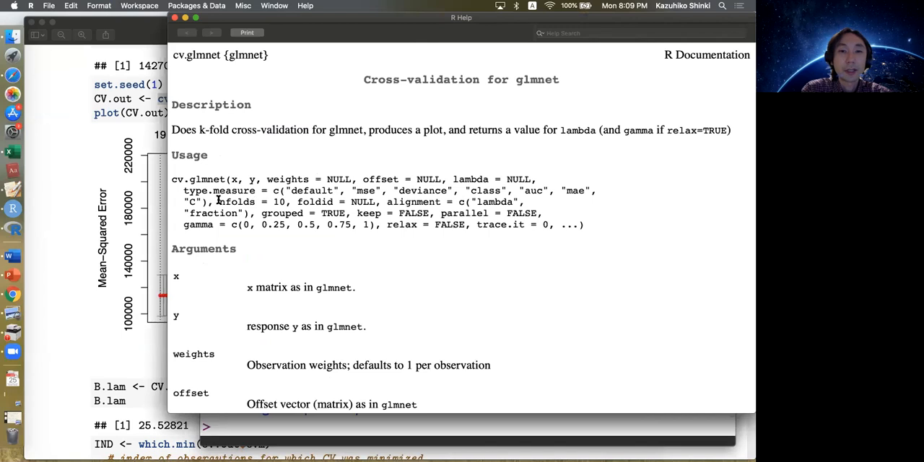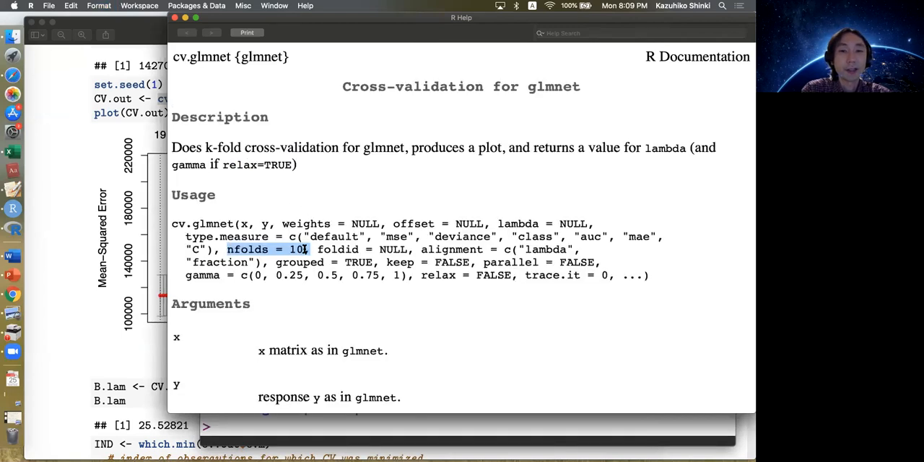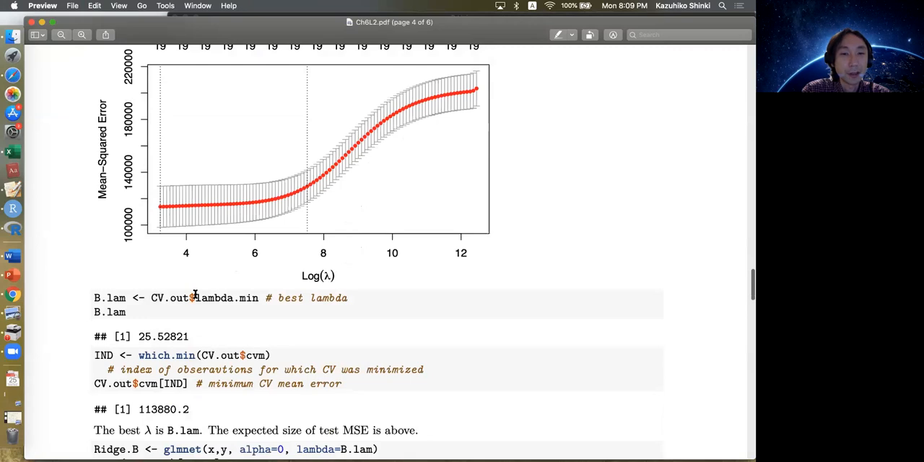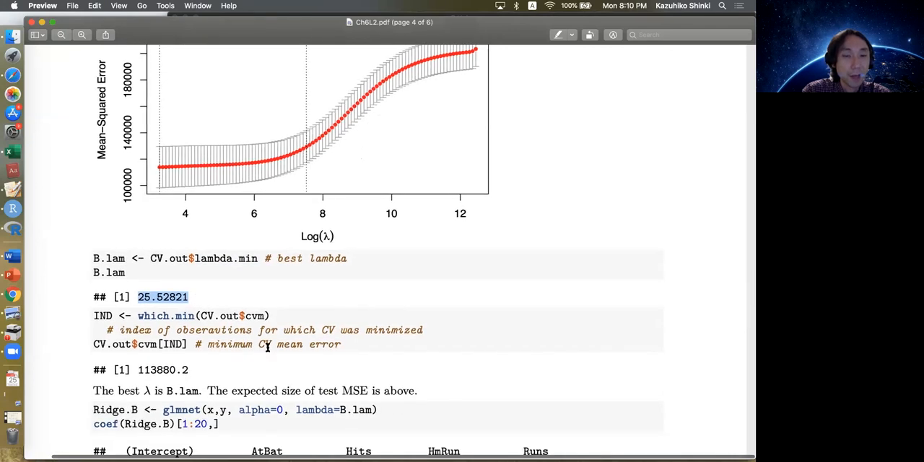So you are doing the 10-fold cross validation here. The default value is 10. So basically, they did the 10-fold cross validation and optimized lambda, and we can deduce that information from here. So the 25.5, that is the minimum value. I mean the lambda, the best lambda to minimize the test error.